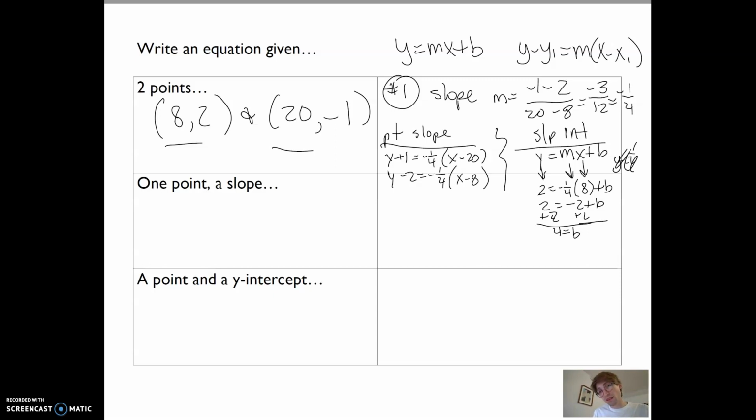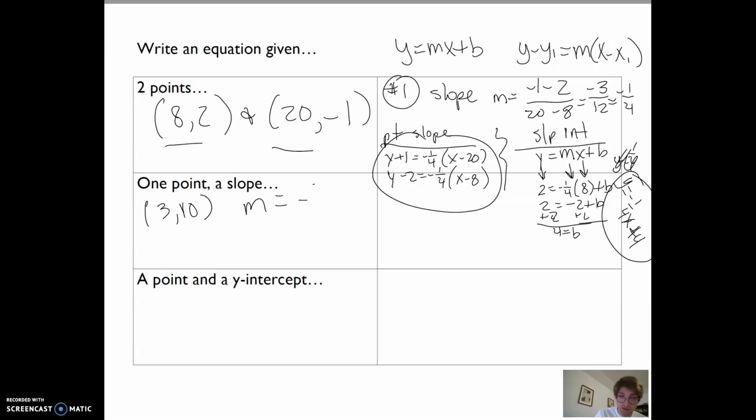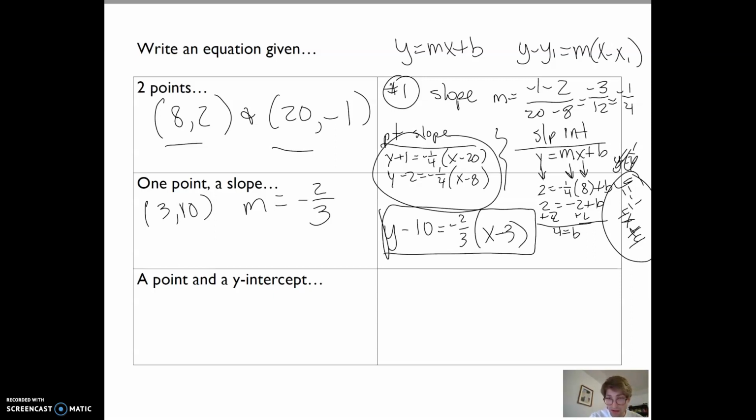So our answer right there is, oh, I'm going to write this sideways. Sorry. y equals -1/4 x plus 4. Any of these three are okay right now because it doesn't tell me which way I have to do this. Given a point and a slope, let's do the point 3, 10 and a slope of -2/3. Let's just use point-slope form, boys and girls. y minus the y-coordinate equals the slope times x minus the x-coordinate. There's your answer for that one.